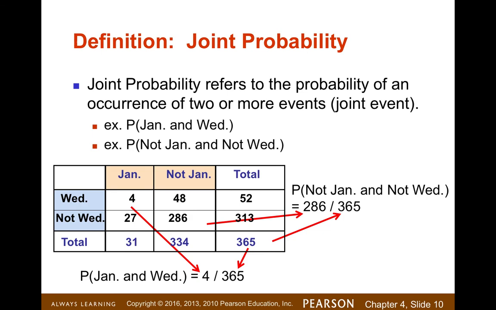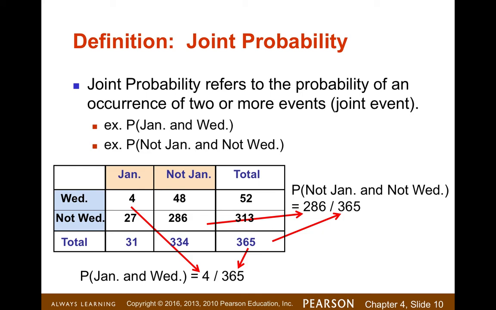Okay, joint probability refers to the probability of an occurrence of two or more events. Now, in this situation, we're just looking at two events. So if we look at the first red bullet, the probability of it being January and Wednesday. You can see that where the row and the column meet for Wednesday and January, there were 4 counted. So then we would have 4 out of 365. Probability of January and Wednesday.